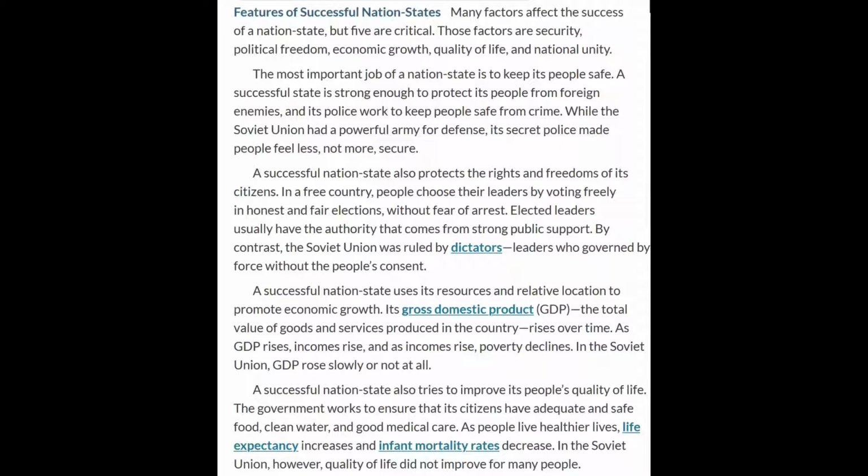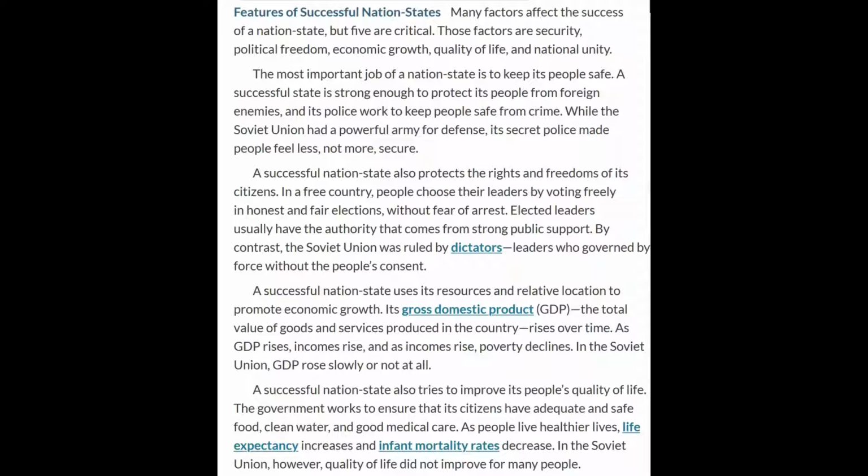The most important job of a nation-state is to keep its people safe. A successful state is strong enough to protect its people from foreign enemies, and its police work to help keep people safe from crime. While the Soviet Union had a powerful army for defense, its secret police made people feel less, not more, secure.